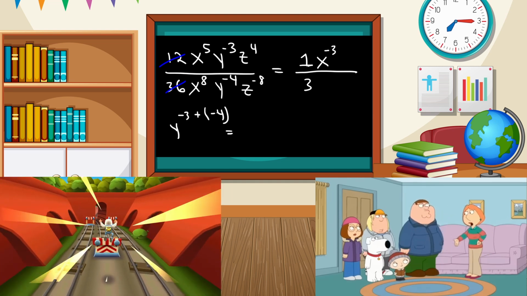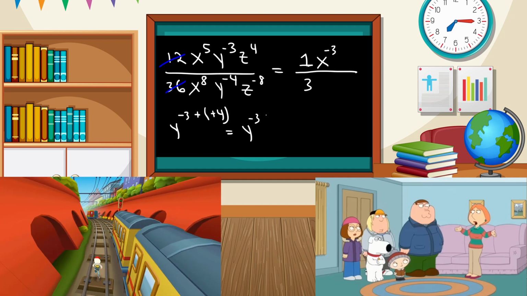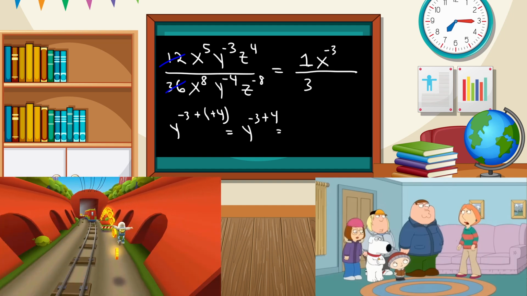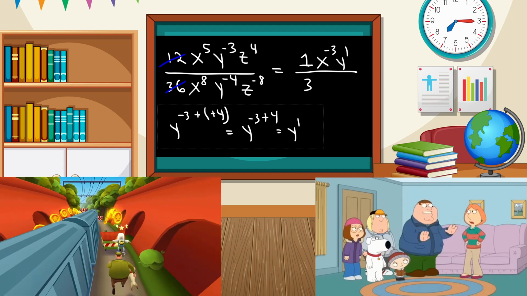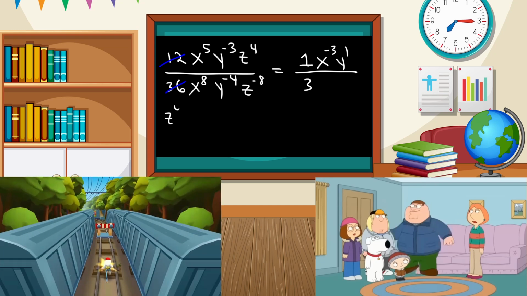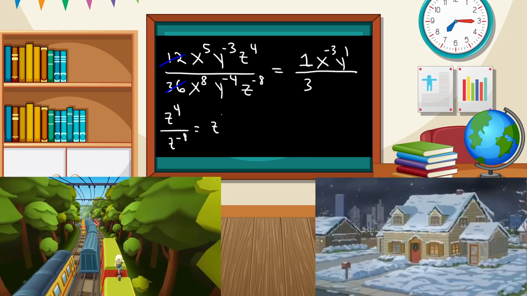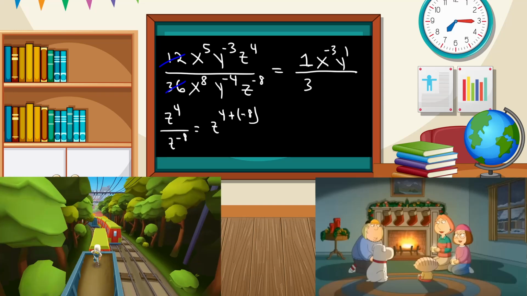A negative times a negative is a positive. So this is negative 3 plus 4. Negative 3 plus 4 is the same as positive 4 minus 3, so this is going to be positive 1. Now for the last one, z to the 4th divided by z to the negative 8, that's going to be z to the 4 minus negative 8, and we can make this a positive sign.